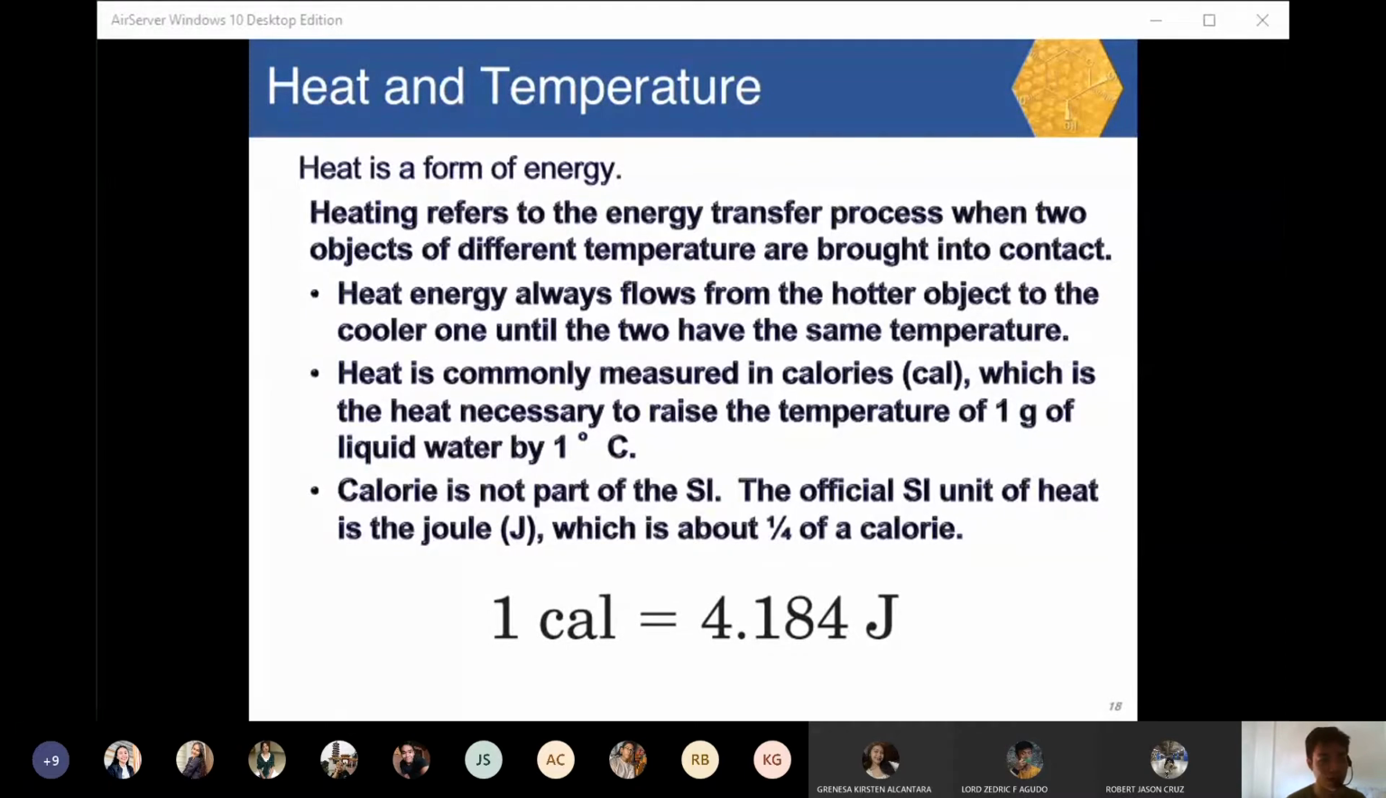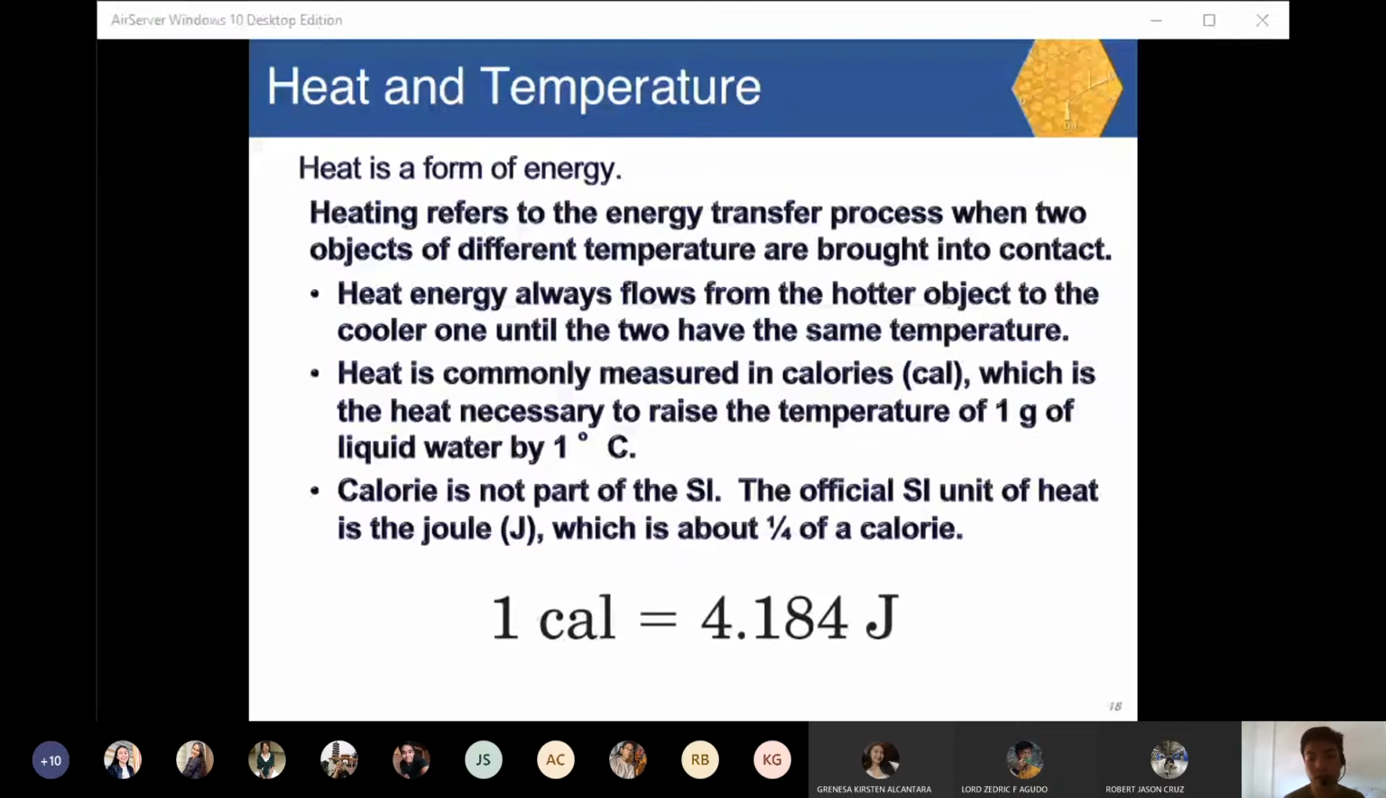Pwede rin i-measure yung heat actually. Mamaya pakita natin. But yun nga, the idea is that heat is a process of energy transfer. So it is the thermal energy transferred. Kailan siya na-transfer? We have three ways: conduction, convection, and radiation. Yung mga ideas ng earth science. But we will not focus on those stuff today. Isang equation lang kailangan natin.